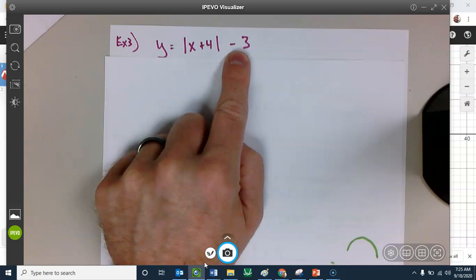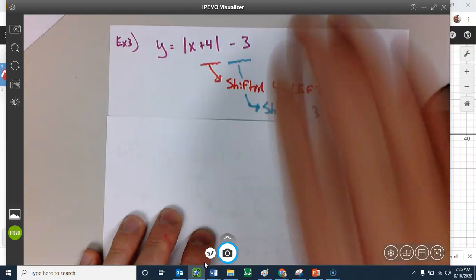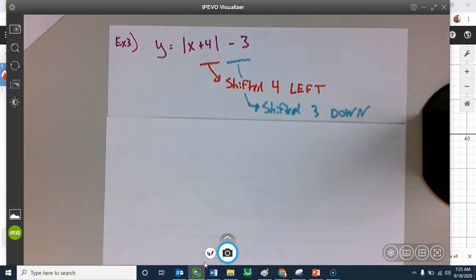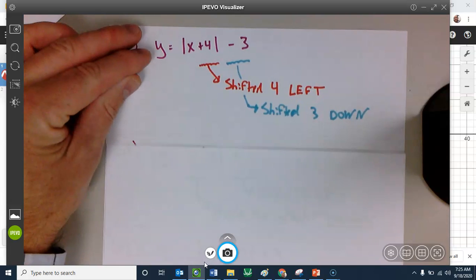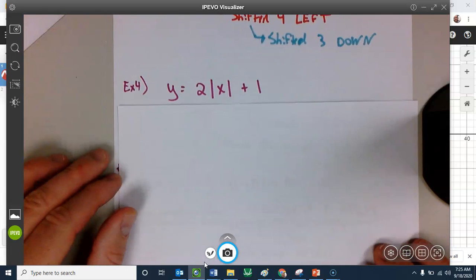The outside of the function is up and down, and it's exactly what you think. If it's a minus 3, it's down 3. So we just write that out in words. How has it changed? It shifted 4 to the left, shifted 3 down, and we're done. That's all we're looking for. We're describing how these things change our parent function.